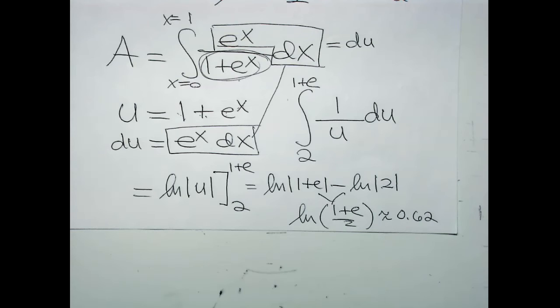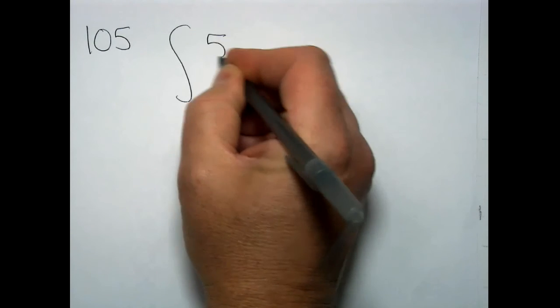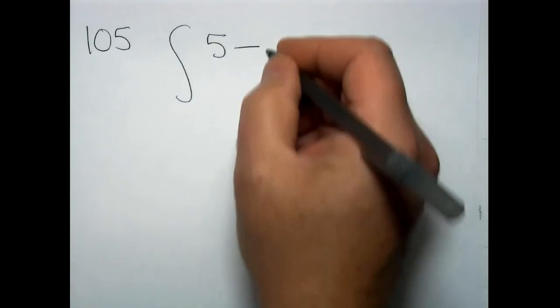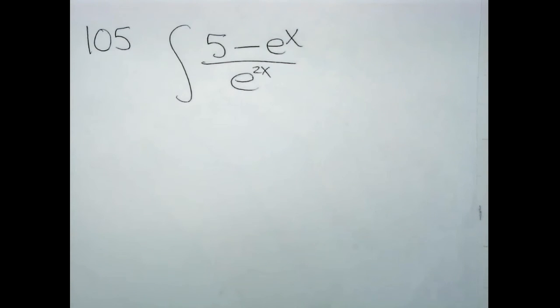So let's try one more example of integrating and finding the area beneath a curve here. But honestly, I do want to look around at some of these other indefinite integrals, because there's some challenges in here. Let's go all the way to problem 105 and look at the challenging problems back here. 105 says integrate 5 minus e to the x over e to the 2x.